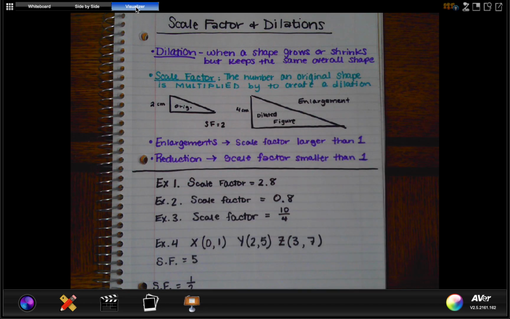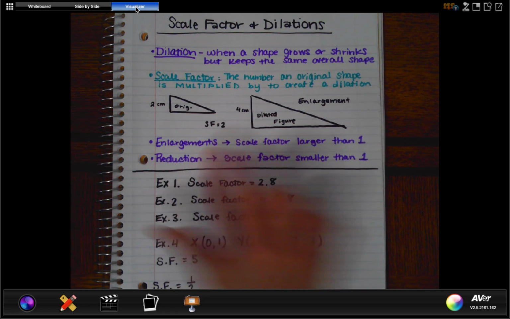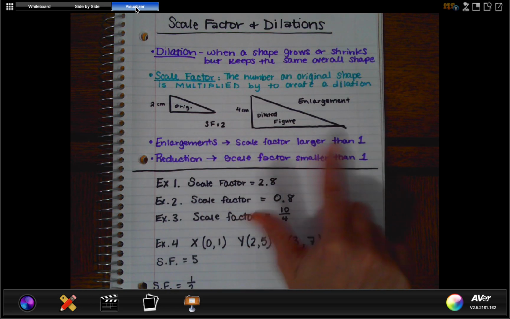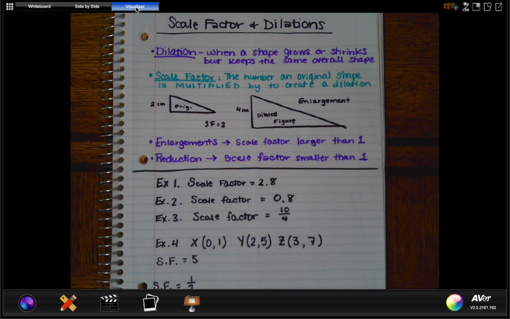Now, something to talk about before we begin is that dilations will be enlargements if your scale factor is larger than 1. So anything bigger than 1, even if it's 1.1, is going to make your figure larger, at least by a little bit.